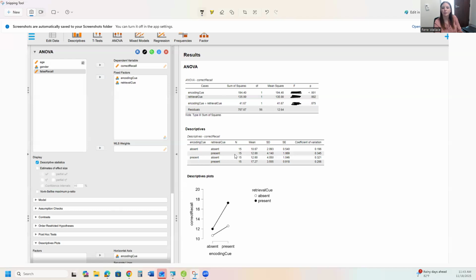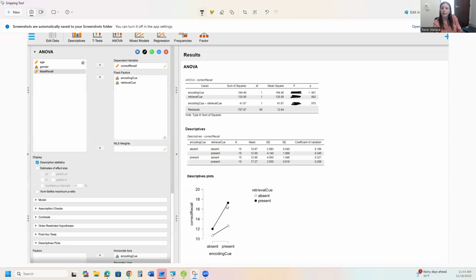Then I clicked over here, descriptives, so I can see some means and standard deviations. And then I clicked down here on descriptive plots so I can see which direction things are going, because I know there's significance, but I don't know what the significance is. By clicking this descriptive plot button, I got this. You do not need to include this in your paper, but it's helpful to actually see a picture of the data. What I see here is that when retrieval cues were absent, the scores are lower than when retrieval cues were present.